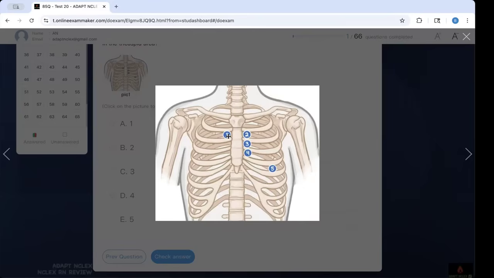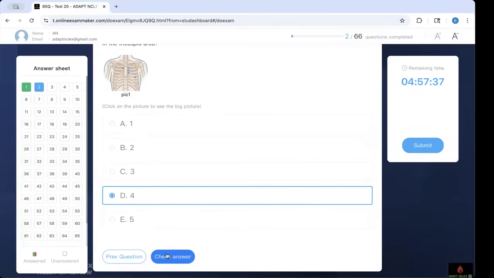A is the aortic valve. P is the pulmonic valve. E is the Erb's point. T is the tricuspid. And 5 is what? Mitral valve. Therefore, number 4 is your right answer.